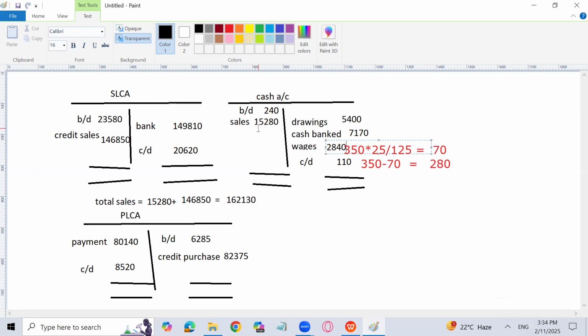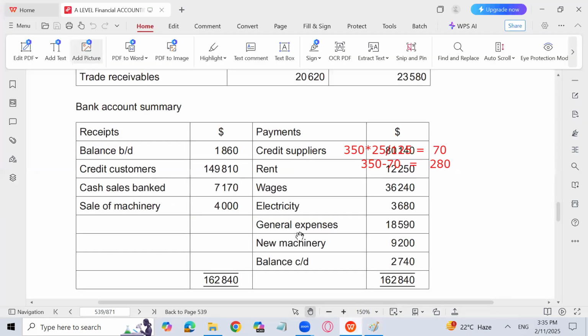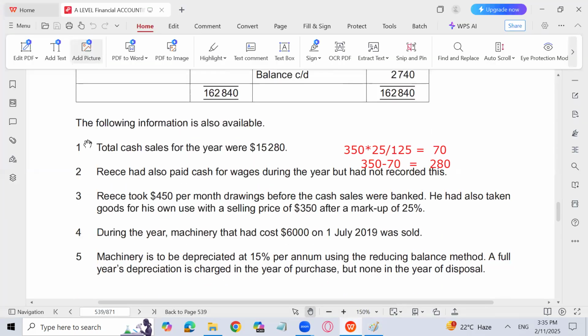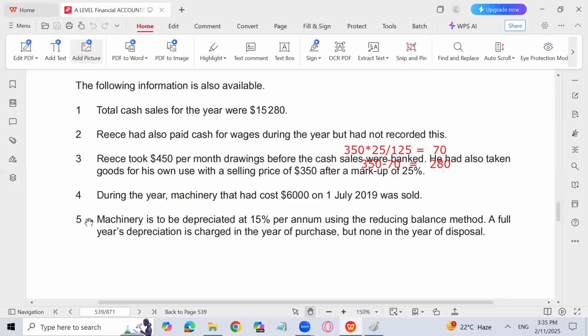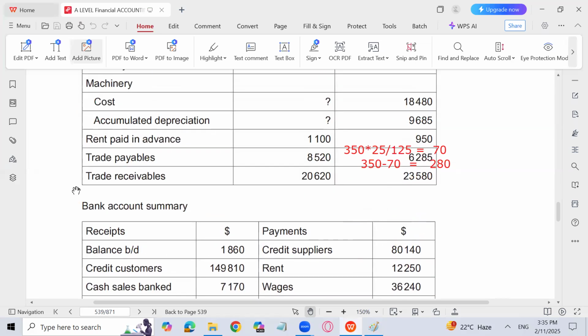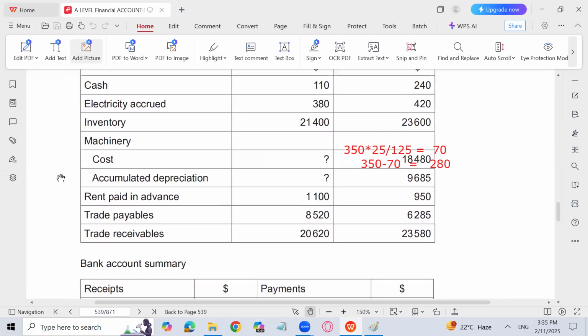So that's how we will get the total amount of cash sales. If cash sales is not given, definitely then wages would have been given in the question, so that there will be one missing figure on the debit side. So cash sales can also be calculated this way. Next is the expense and income account, right? Let's see how I will look into this.